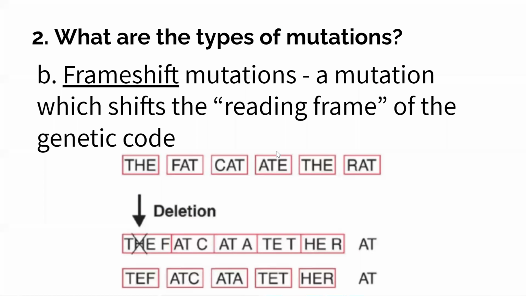So if you look at this original sentence again, the fat cat ate the wee rat, if we delete the letter H out of that, but we're still reading in sequences of 3 letters, suddenly you have something that doesn't make any sense whatsoever. We have tef, atk, at, tet, her, and then these 2 floating AT letters at the end. So technically most of the letters are the same, yeah, but this is unintelligible. Like, we have no idea what this is supposed to mean just looking at it. And the original sentence is only 1 letter different. So that's the danger of frame shift mutations.